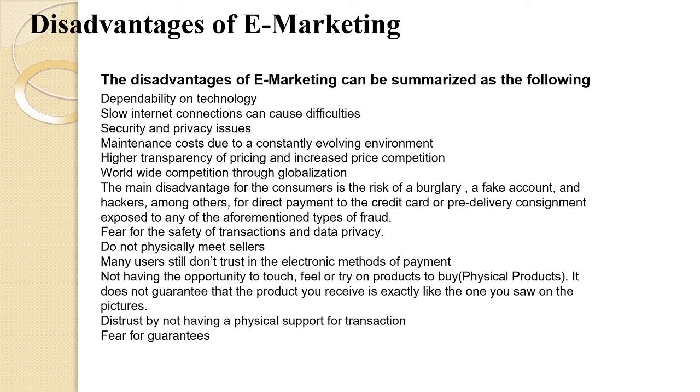High transparency of pricing and increased price competition, that is one of the disadvantages. Higher transparency of price: you see some items were priced for more and offered for less. And there are also more companies in electronic goods. China is the ruler among the world for supplying electronic items at less cost.